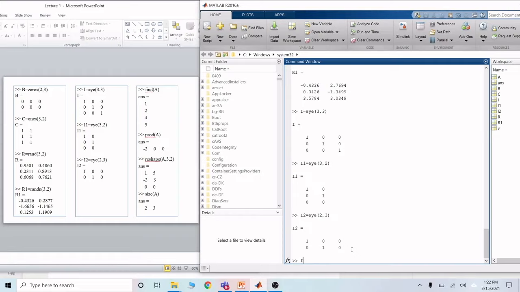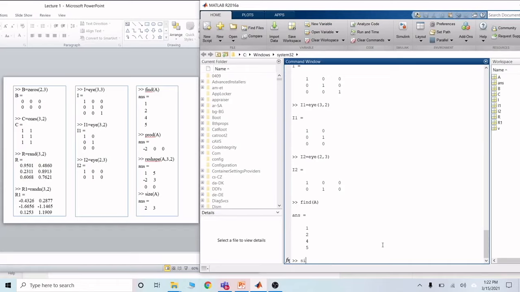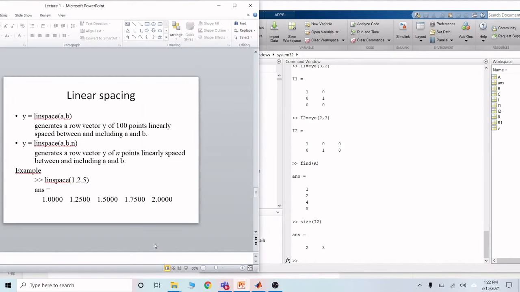Okay. Find A, you have seen find A, non-zero indices. PROD, product A, reshape A, and size A. Okay. Size I2 is equal to 2 cross 3. Okay. Now go for the next.